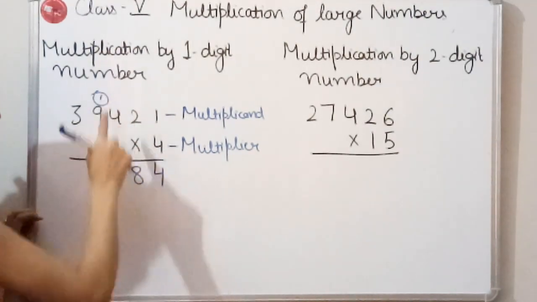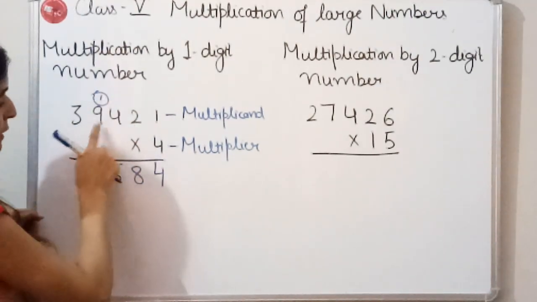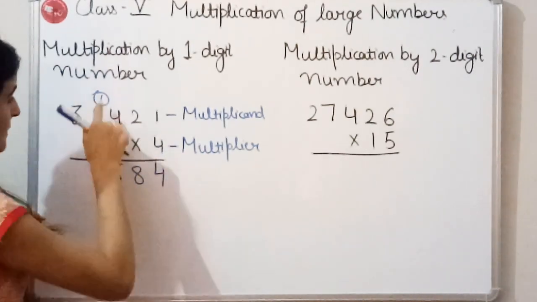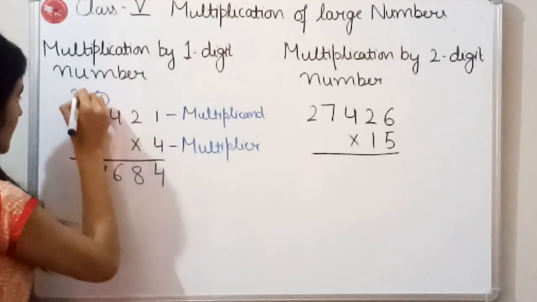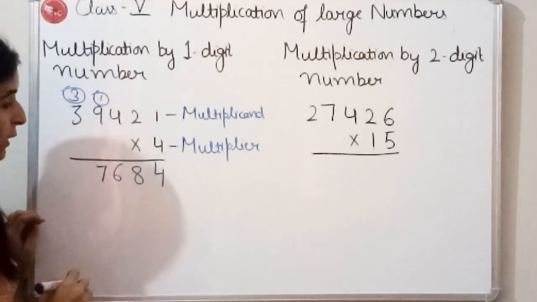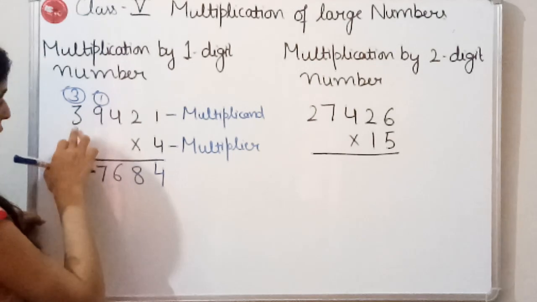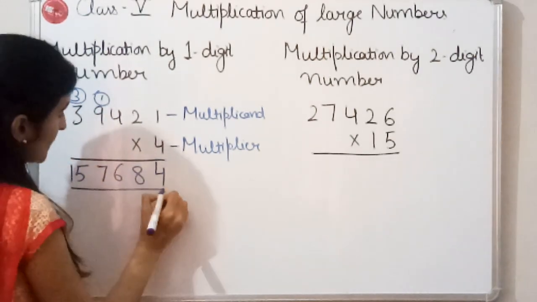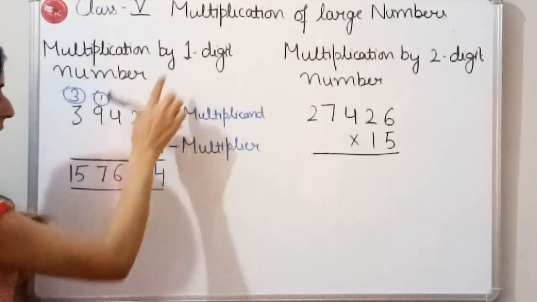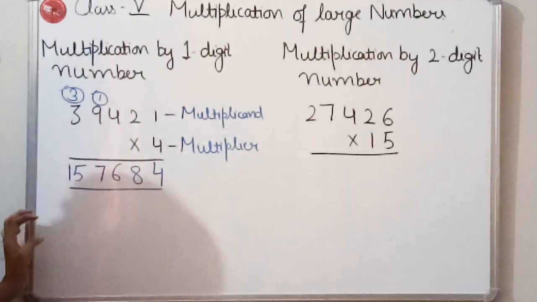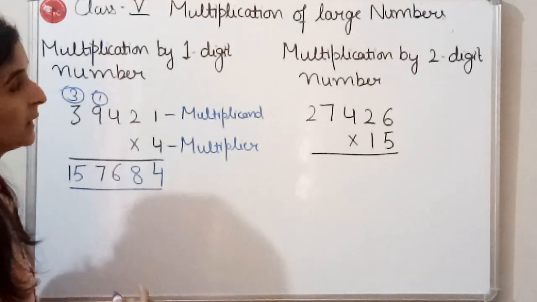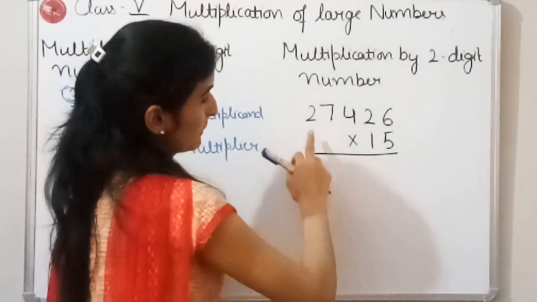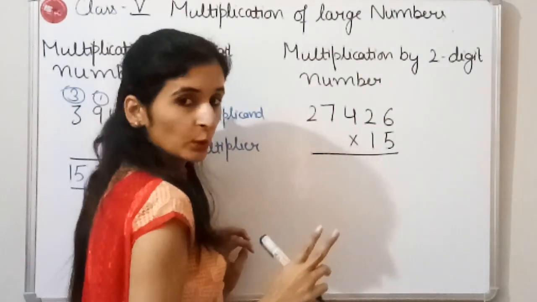Now this 1 carry we have to add to the product of 9 and 4. 4 nines are 36, 36 plus 1 is 37. This is the carry over. Now 4 threes are 12, 12 plus 3 is 15. So that is how we have to multiply by a 1 digit number. Fine. Now move to the multiplication by 2 digit number. Now we have to multiply the large number with 2 digit number.